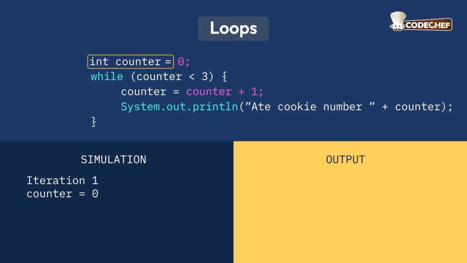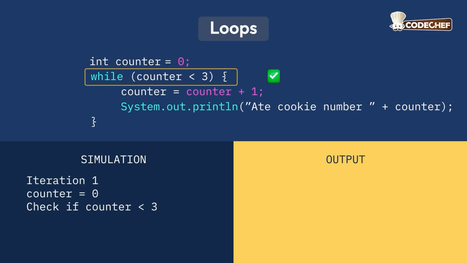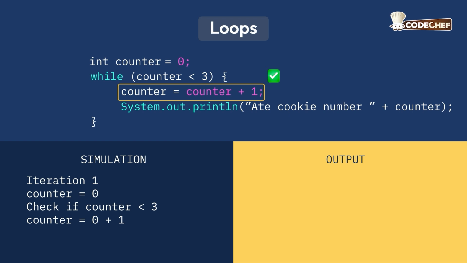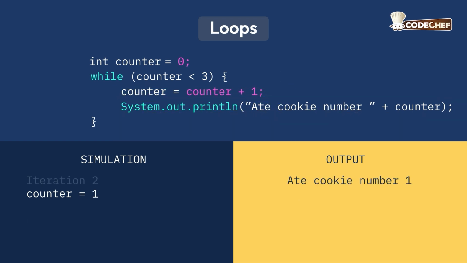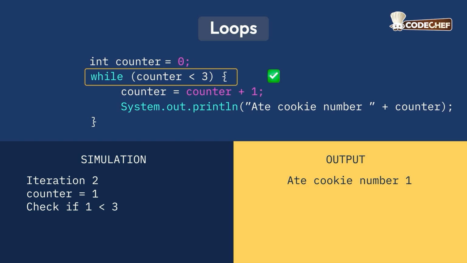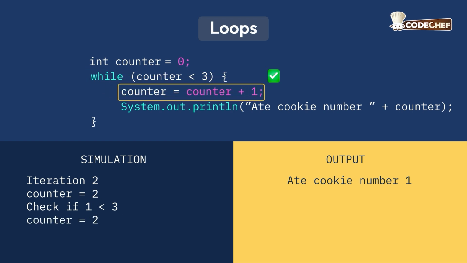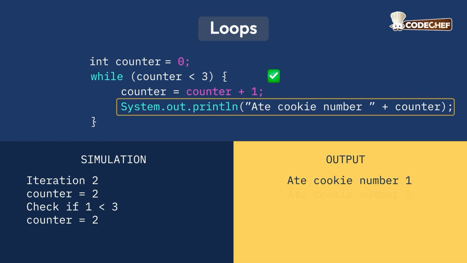First iteration, the counter starts at 0. The condition counter less than 3 is true because 0 is less than 3. We enter the loop, increment the counter to 1 and print "cookie number 1". In the second iteration, the counter is now 1. The condition counter less than 3 is still true because 1 is less than 3. We enter the loop again, increment the counter to 2 and print "cookie number 2".